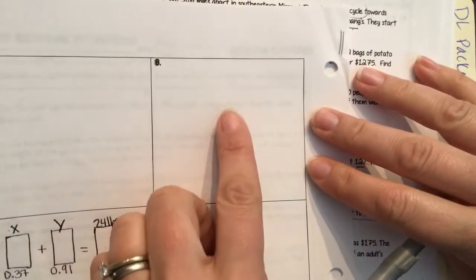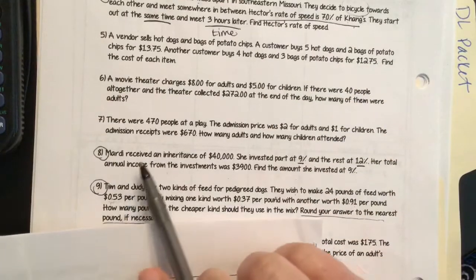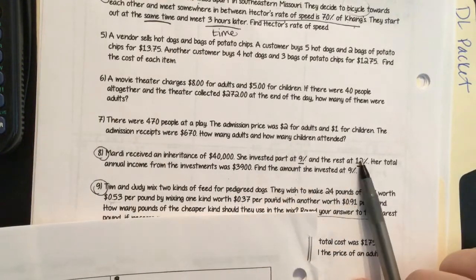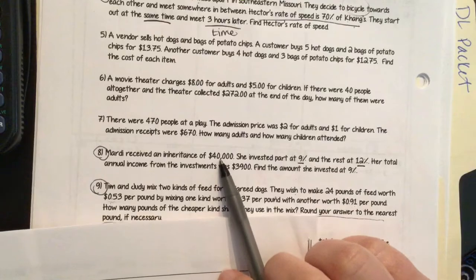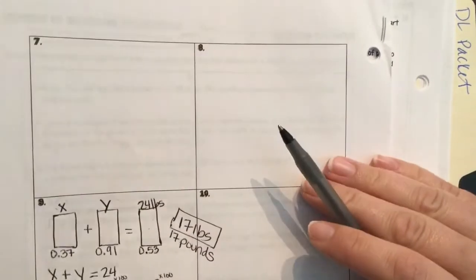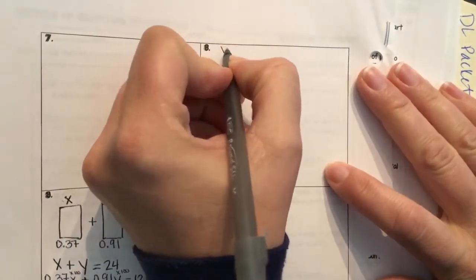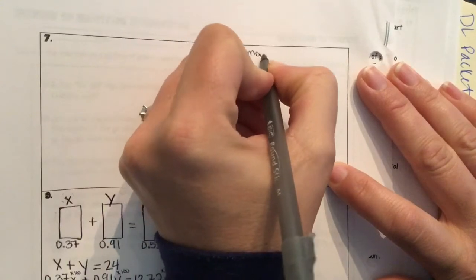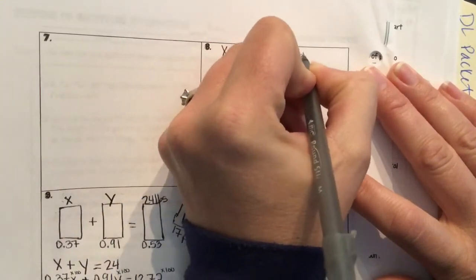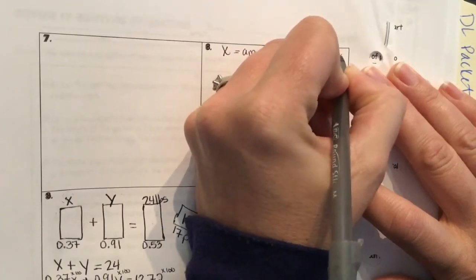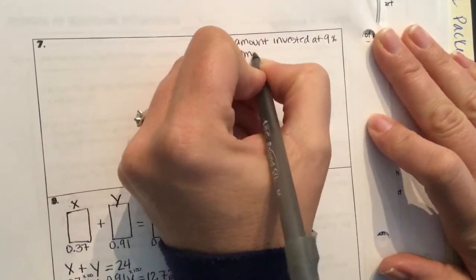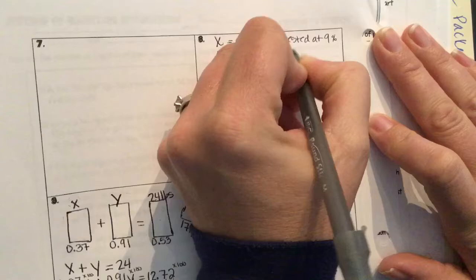So let's go to page 8 in our packet right here. And it says she received an inheritance of $40,000. She invested some of it at 9% and the rest of it at 12%. So since she split this investment, we're going to split it into two amounts, X and Y. Okay, so X is going to be the amount she invested at 9%. Y is going to equal the amount she invested at 12%.